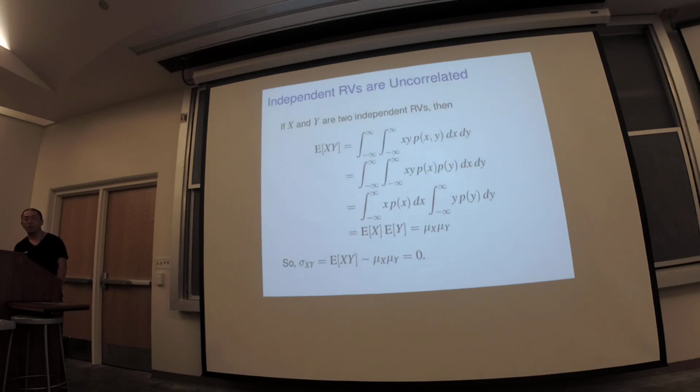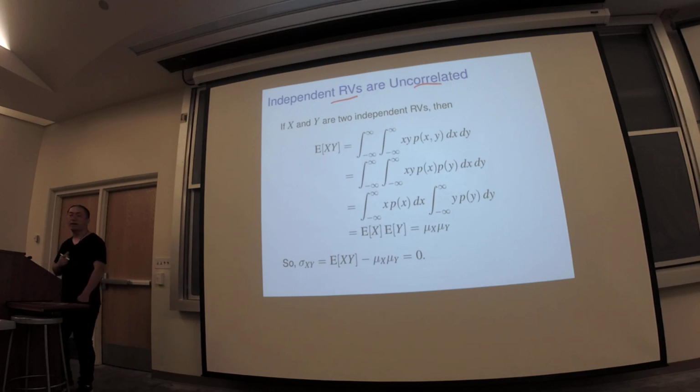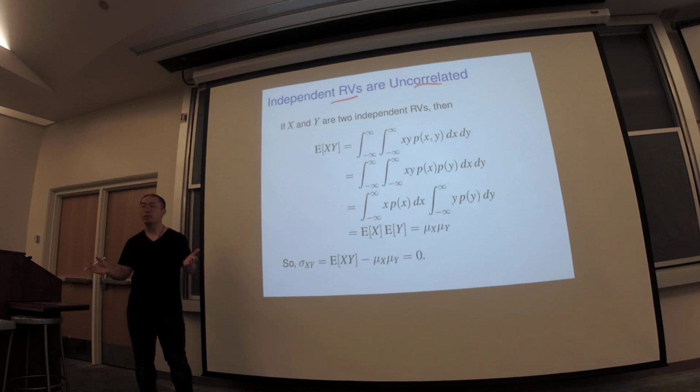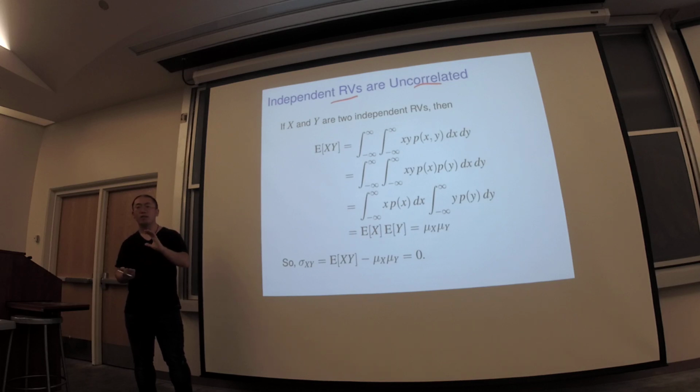Something you need to differentiate: what's the difference between independence and correlation? If two random variables are independent, then they must be uncorrelated. That means their covariance is 0, and their correlation is 0 as well. But is the reverse true? The answer is no. If the covariance of two random variables is 0, or their correlation is 0, that does not mean they're independent.